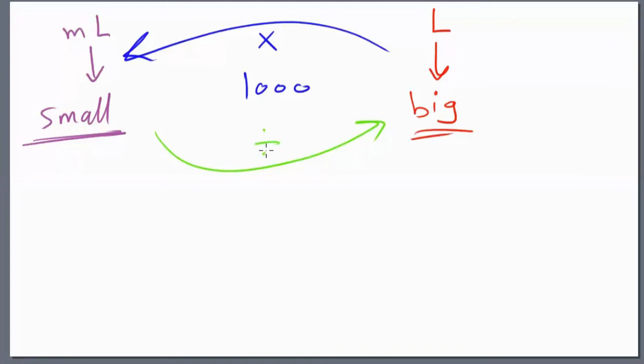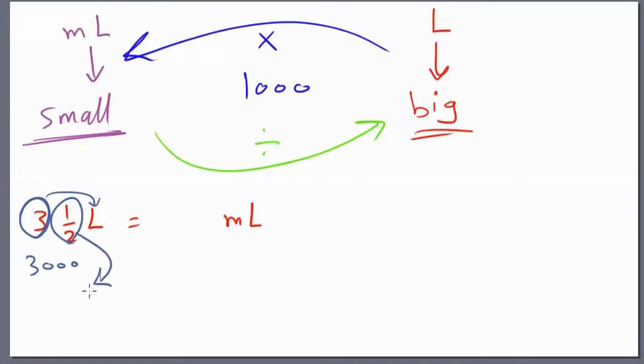What if he asks me like this? 3.5 liter equals how many milliliter? Here I need to convert the 2 numbers. This is the whole number 3 liter, which gives me 3,000 milliliter. And we have the value of half a liter, which equals 500. Then add them together. So the answer is 3,500 milliliter.